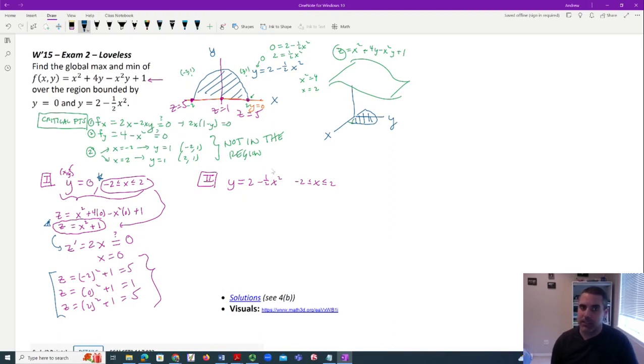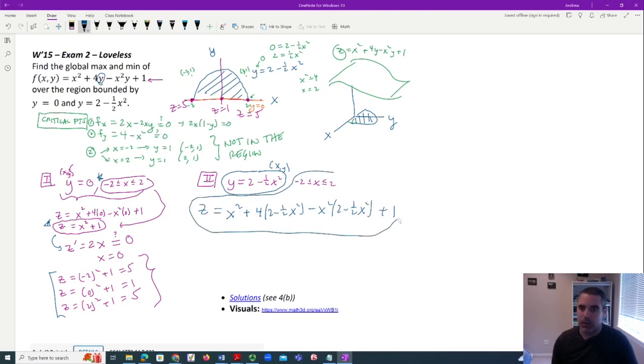Now we're going to do the same thing on this side. So you go back and say, I need to plug this in. If I have a point on this side, this is the relationship. Ooh, that looks bad. So you're going to replace y this time with 2 minus 1/2 x squared. I replaced y, and replaced the other y with 2 minus 1/2 x squared plus 1. And now you're back to doing a one variable calculus problem.